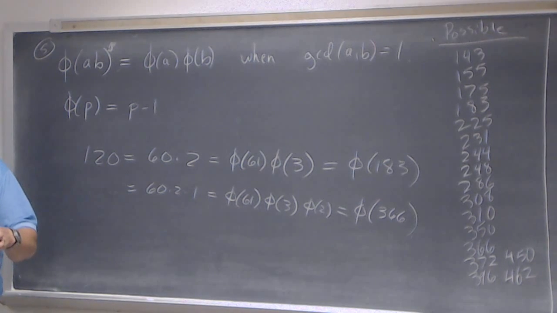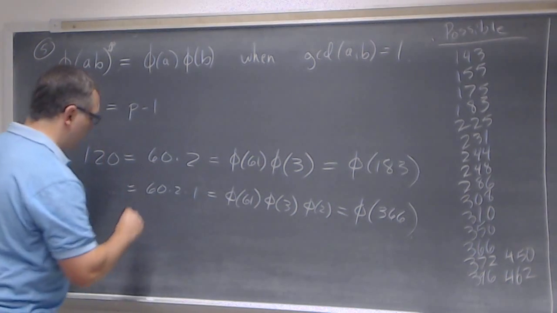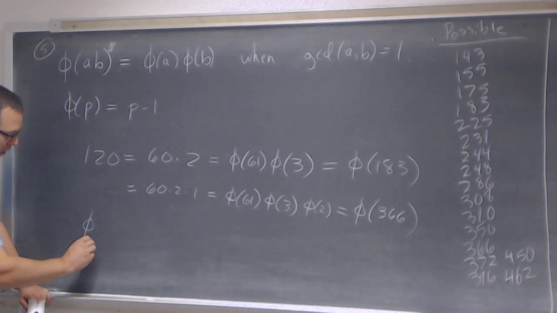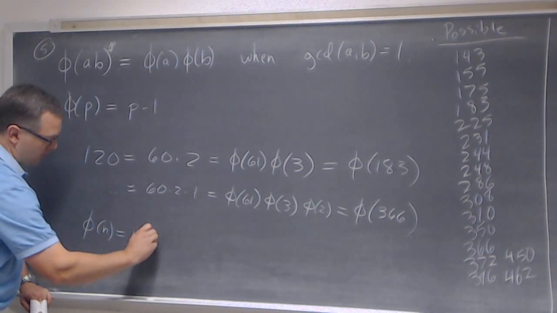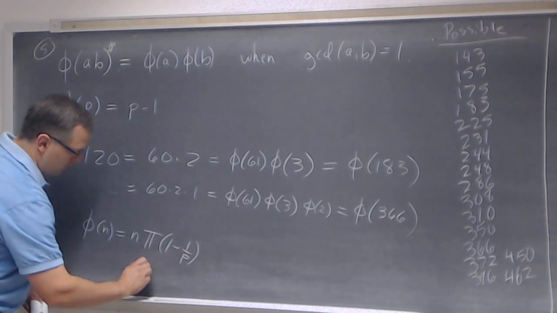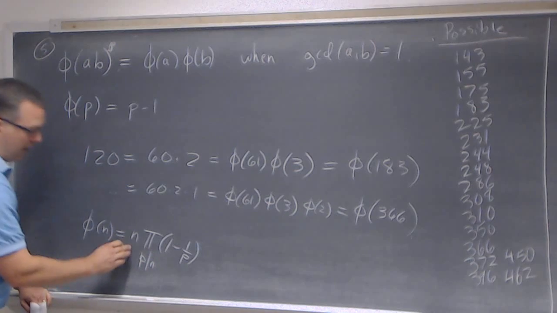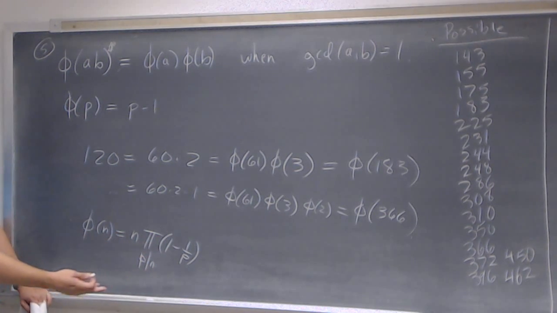All right. Any questions about number 5? One thing I noticed is that a lot of people, when evaluating the phi function, use this formula: n times the product of 1 minus 1 over p, where p is a prime dividing n.